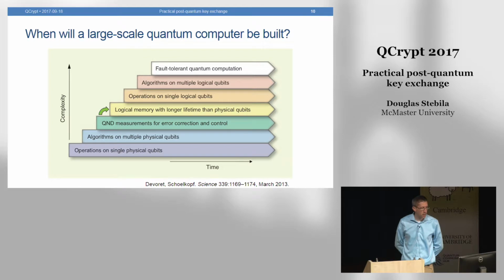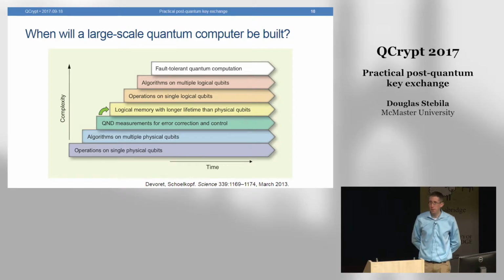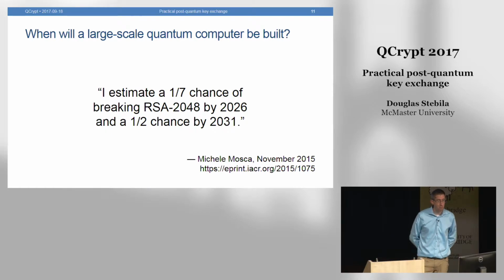Eventually, that'll bring us to error correction, and then having memories with lifetime longer than just a physical qubit's lifetime, allowing us to create logical qubits at eventually a fault-tolerant quantum computer. Now, even still, this isn't a timeline, but some people in the quantum computing community have put their name on the line and given estimates on when we might have a quantum computer.